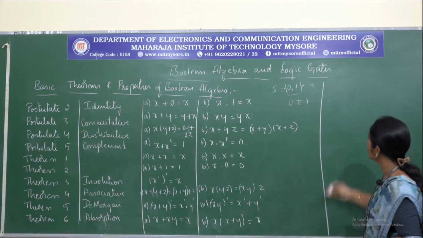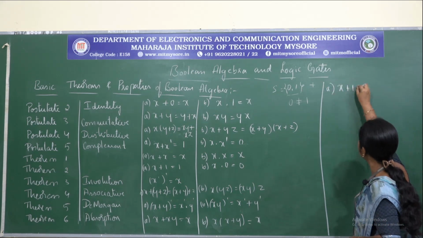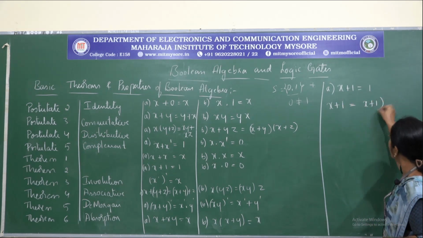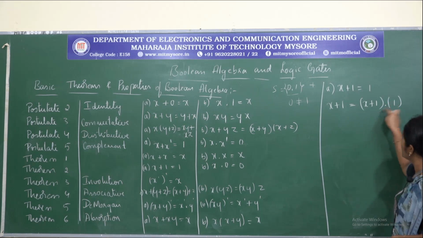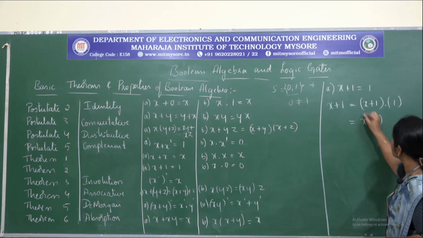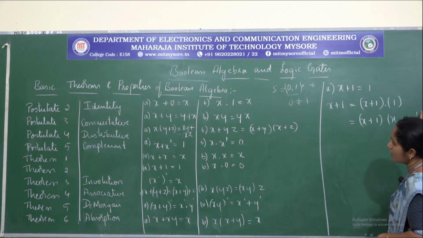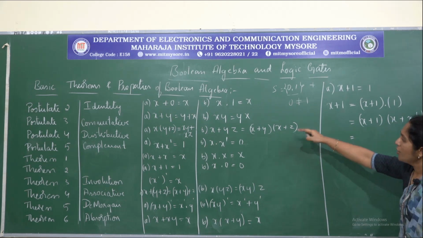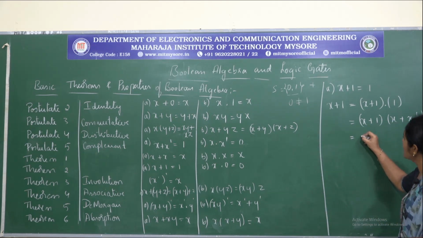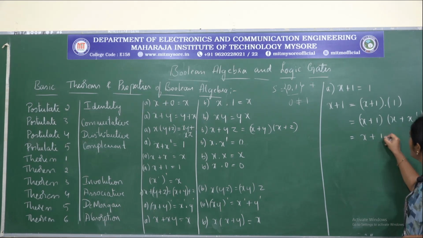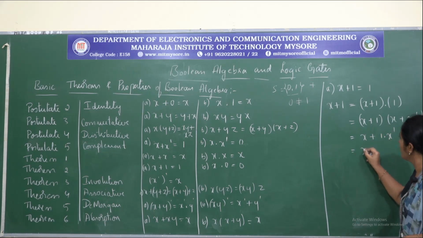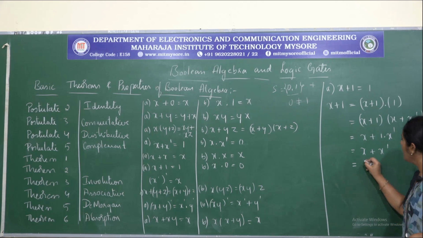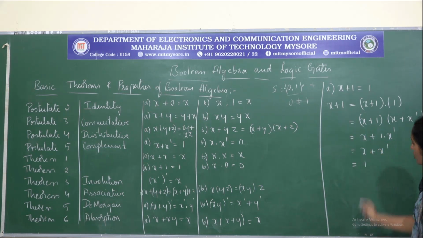Now let us consider theorem 2. Theorem 2 is x plus 1 is equal to 1. Let me consider the LHS. This can be written as x plus 1 into 1. Further, this can be written as x plus x dash from postulate 5, and now it is in the expanded form. Using postulate 4b, we can write this as x plus 1 dot x dash, which is nothing but x plus x dash. From postulate 5a, it is 1. Therefore x plus 1 is equal to 1.